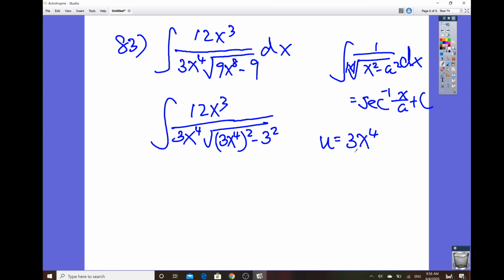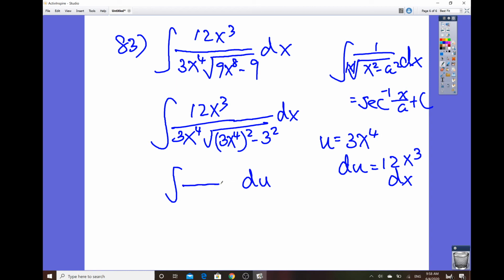So for u, we do have 3x to the power 4. That means du would be 12x to the power of 3. As you can compare the top and the bottom, this one, 12x to the power of 3, is already giving you part of the du. Dx is also given here, so basically the top part we can just replace the whole thing by du. And for the denominator, this can be written as u times square root of u squared minus a squared. For those wondering what a is, a is just 3.